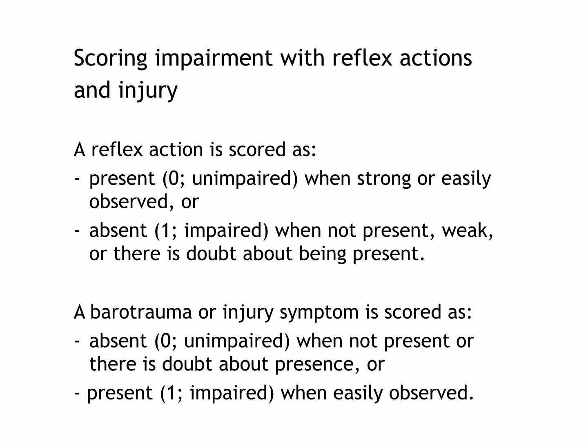Scoring impairment with reflex actions and injury. A reflex action is scored as present, 0, unimpaired, when strong or easily observed, or absent, 1, impaired, when not present, weak, or there is doubt about being present. A barotrauma or injury symptom is scored as absent, 0, unimpaired, when not present, or there is doubt about presence, or present, 1, impaired, when easily observed.